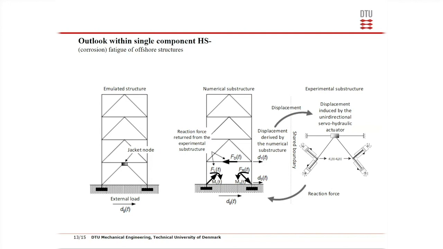So we have one numerical run which is going to go through the system, and then the displacement is going to be fed into the experimental substructure, and that displacement or cyclic load is going to be applied to the structure until a certain stiffness degradation is detected. And then the reaction force is going to be fed back to the numerical substructure, and a new load iteration is going to be applied, and a new deformation cycle is going to be fed back to the experimental substructure, and the whole process is going to continue.